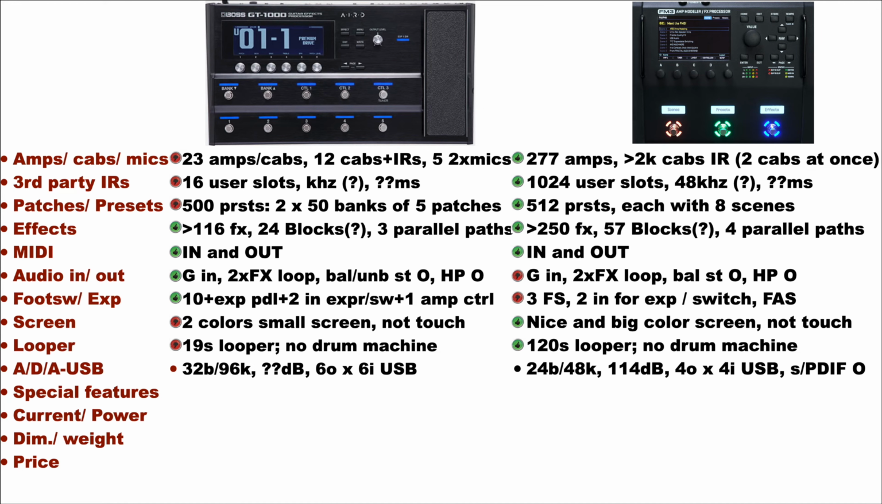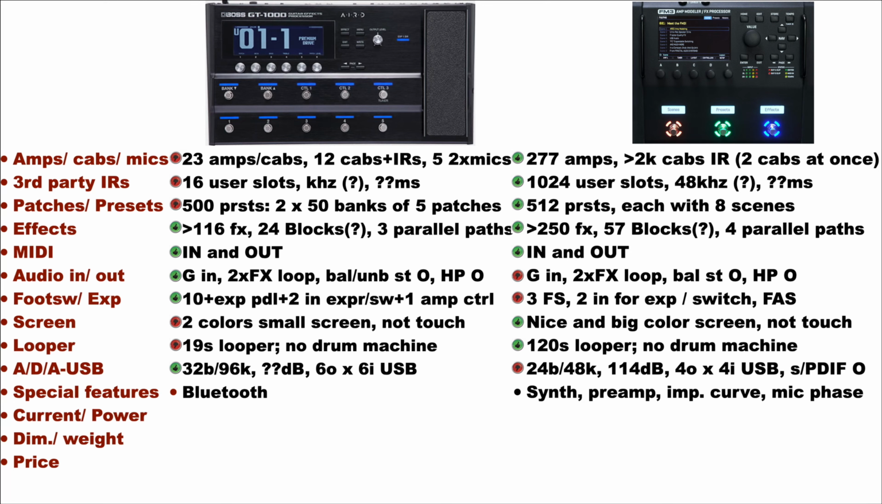As regards ADA conversion and USB capability, the BOSS is better, with 32-bit converters at 96 kHz. Unfortunately, I was not able to find the dynamic range of the GT1000, while the FM3 has 114 dB of dynamic range. Furthermore, the BOSS offers a 6-in 6-out USB audio interface, while the FM3 has 4-in and 4-out USB channels. The BOSS offers also the possibility to record in one USB channel the pure amp sound and in other 2 USB channels the effects, so that you can decide the amount of effects while mixing.